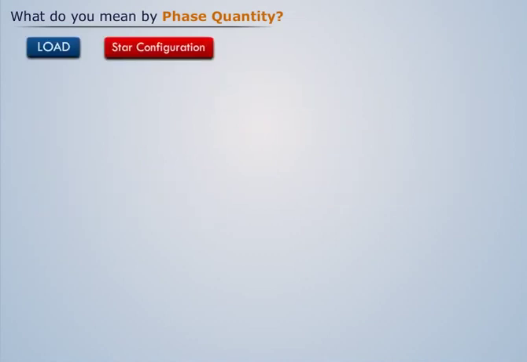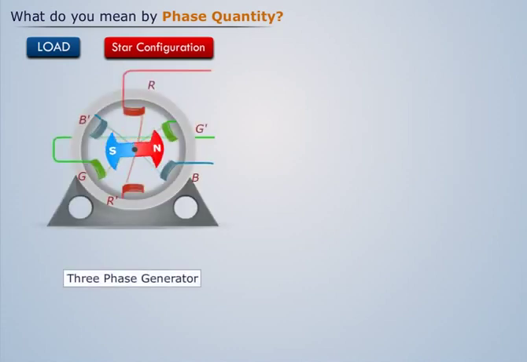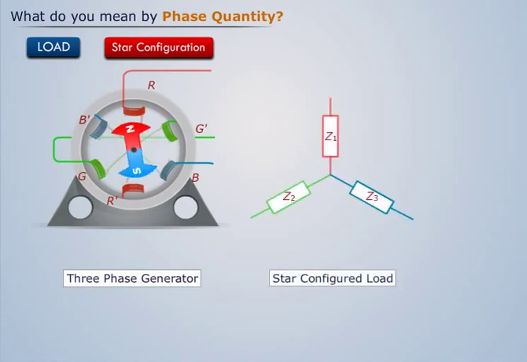For this, let's consider a three-phase EMF generator and a star configured load. In star configuration, we normally join three similar ends which are placed at 120 degrees apart from each other. This means we can join either the ends R, G and B or the ends R', G' and B'.